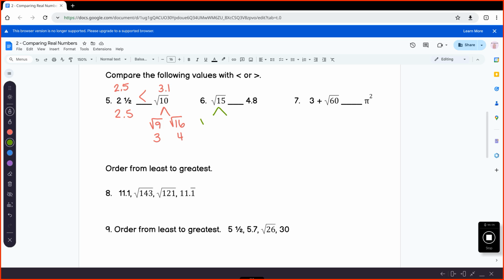The square root of 15 is between the square root of 9 and the square root of 16. The square root of 9 is 3. The square root of 16 is 4. Well, the square root of 15 is closer to the square root of 16 than it is to the square root of 9, right? 15 is only 1 away from 16. So this is going to be about 3.9. And we're comparing that to 4.8. Well, 3.9 is less than 4.8.